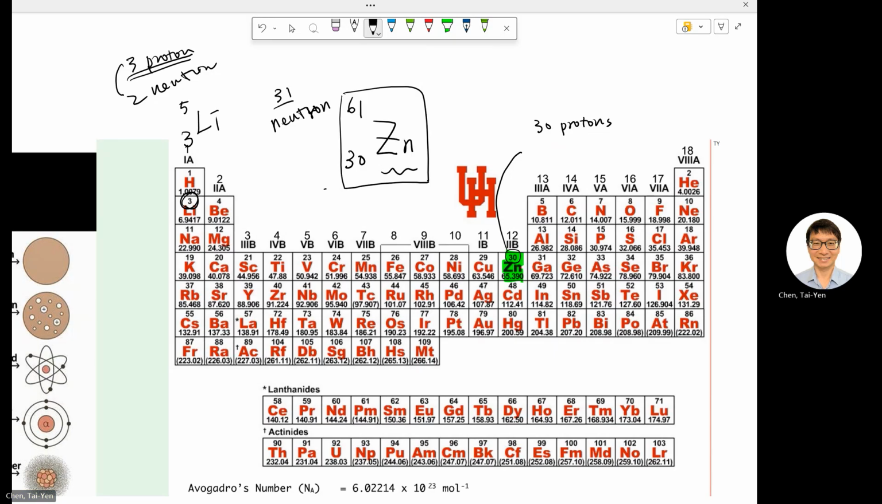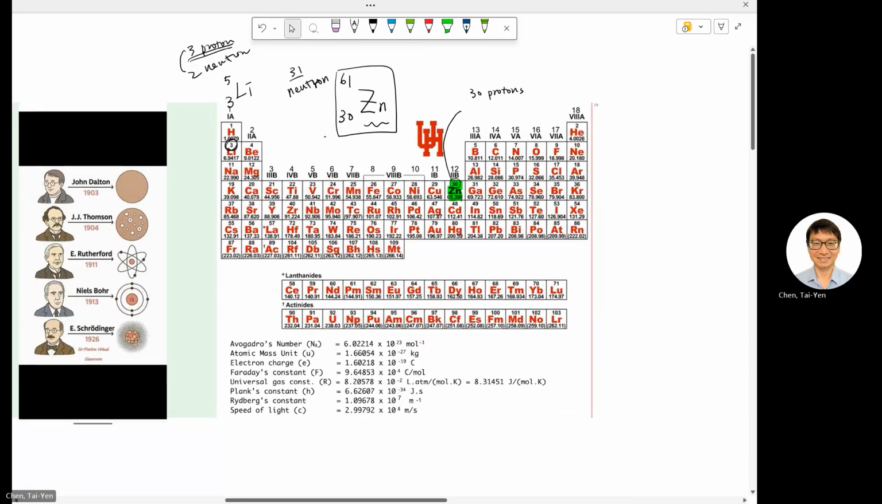Vice versa, if I give you an atomic symbol, you should be able to know how many protons it has and how many neutrons it has. Those are the first things that we need to learn.